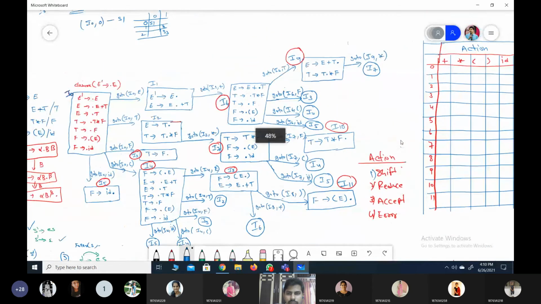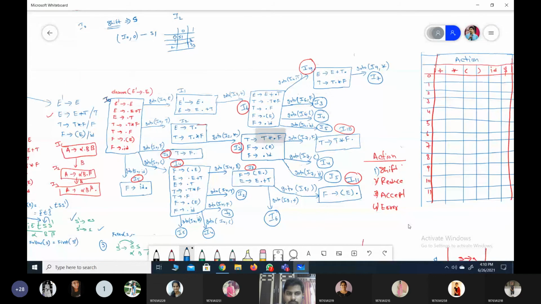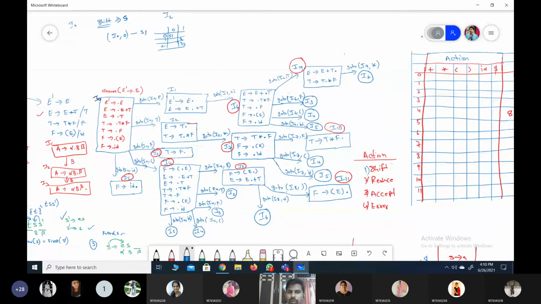If it is not comfortable, I will zoom out. 0th row, open parenthesis, you have to write shift. What is the state number? Shift 4, S4. 0 on ID, you have to write shift 5. Is it okay? S stands for shift, and 4 stands for which state we are shifting to. That state number I have to write. So I0 is done.